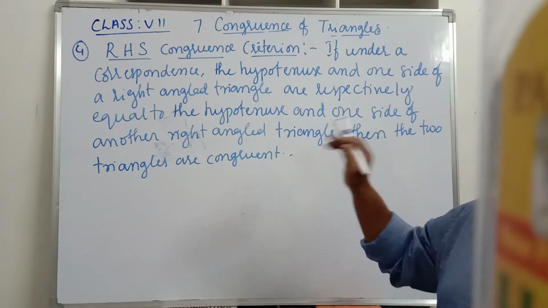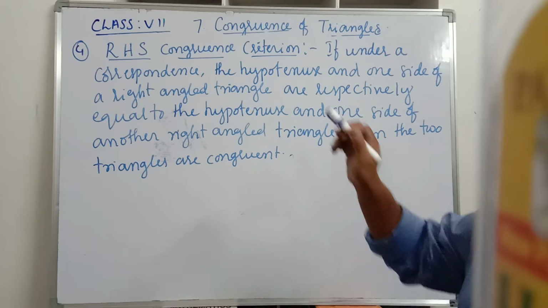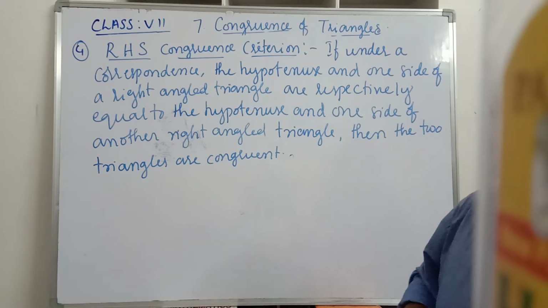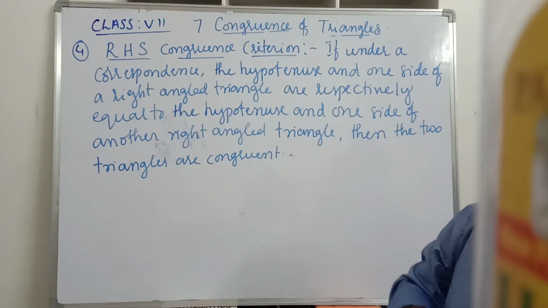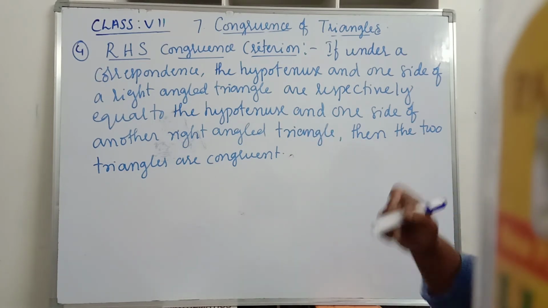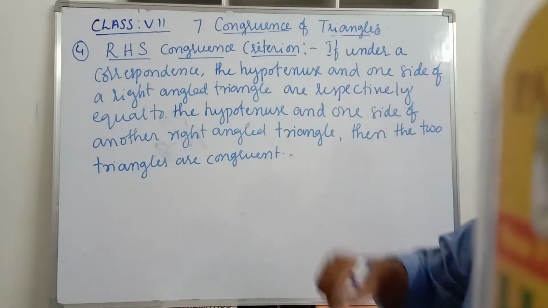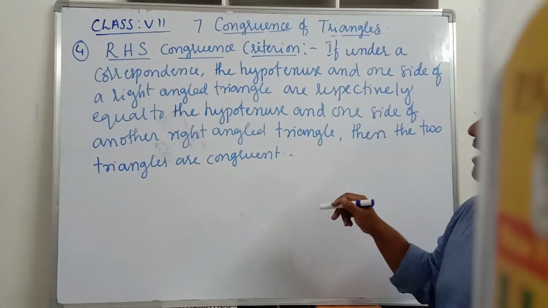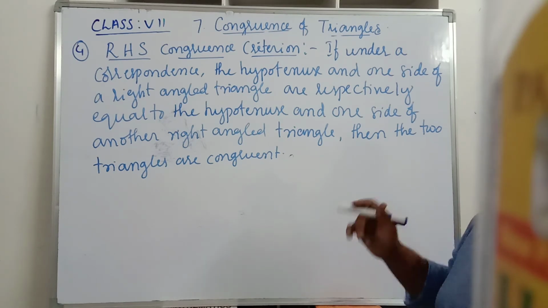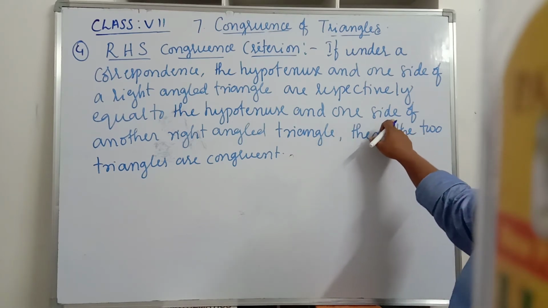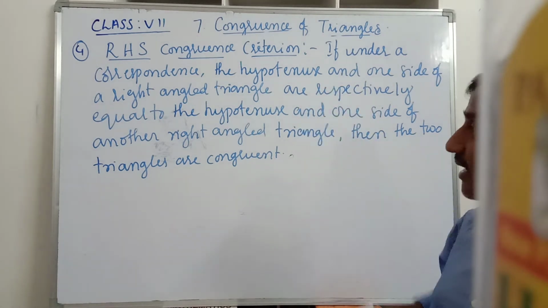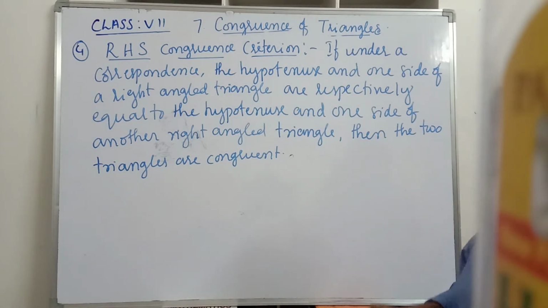So here, why do we call this RHS? Because a right angle is there in the right angled triangle. That's why we are not using the word right angle, we are using the words right angled triangle. So it states that if under a correspondence the hypotenuse and one side of a right angled triangle are respectively equal to the hypotenuse and the corresponding side of another right angled triangle, then the two triangles are congruent triangles.